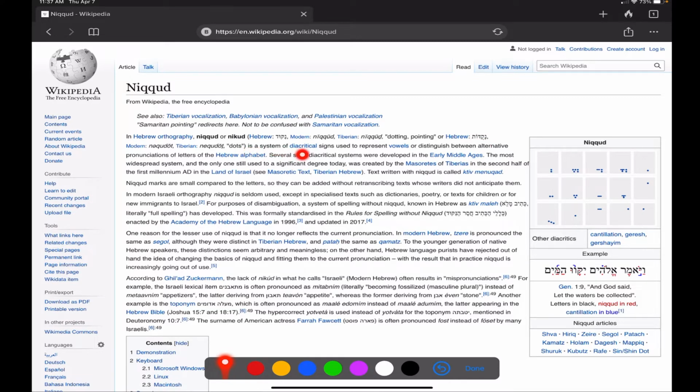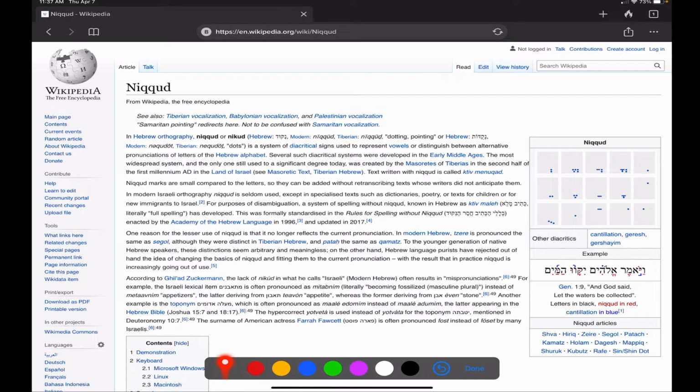And it's a system of diacritical signs used to represent vowels or to distinguish between alternative pronunciations of letters of the Hebrew alphabet. Okay, so there are different pronunciations of the Hebrew alphabet. Several such diacritical systems were developed in the early Middle Ages, and the most widespread system, and the only one still used to a significant degree today, was created by the Masoretes of Tiberias in the second half of the first millennium AD in the land of Israel. You can see your Masoretic text, Tiberian Hebrew.